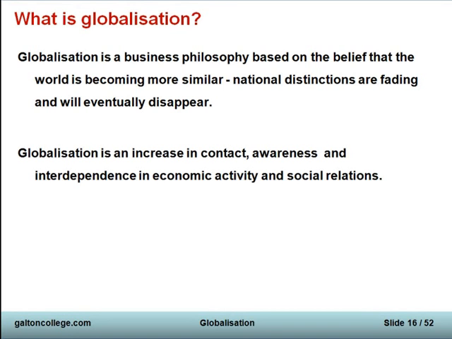There's an increased contact, of course, and awareness and interdependency in economic activity and social relations. That's also probably a function of the communication system. We now know what's going on in countries, and what the government's doing, and what the people are doing, and the type of goods they're making, and the way they're living, and there's much more information around, so that there's less fear in trading. We understand each other a lot better.